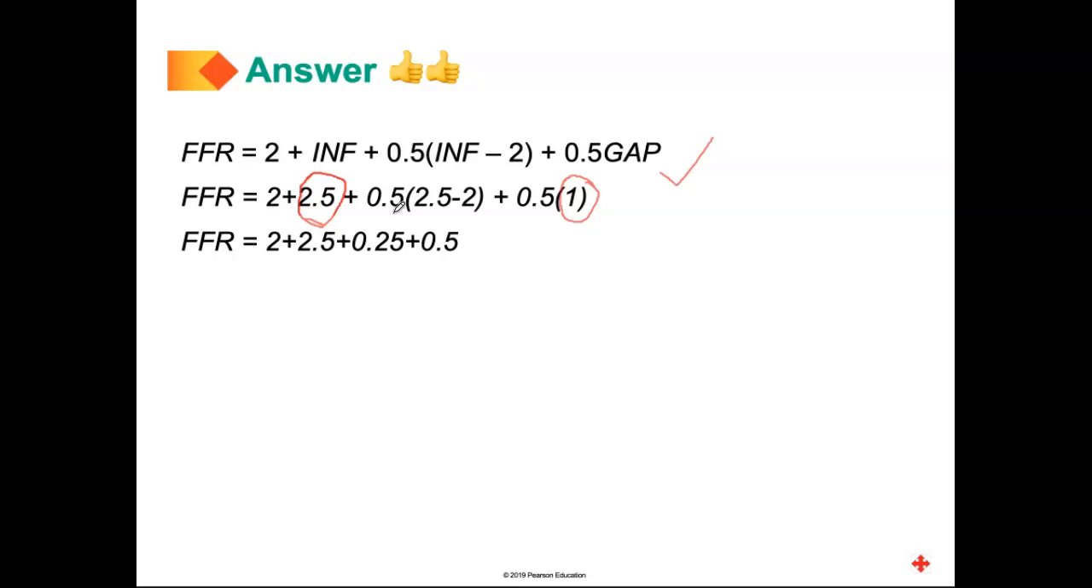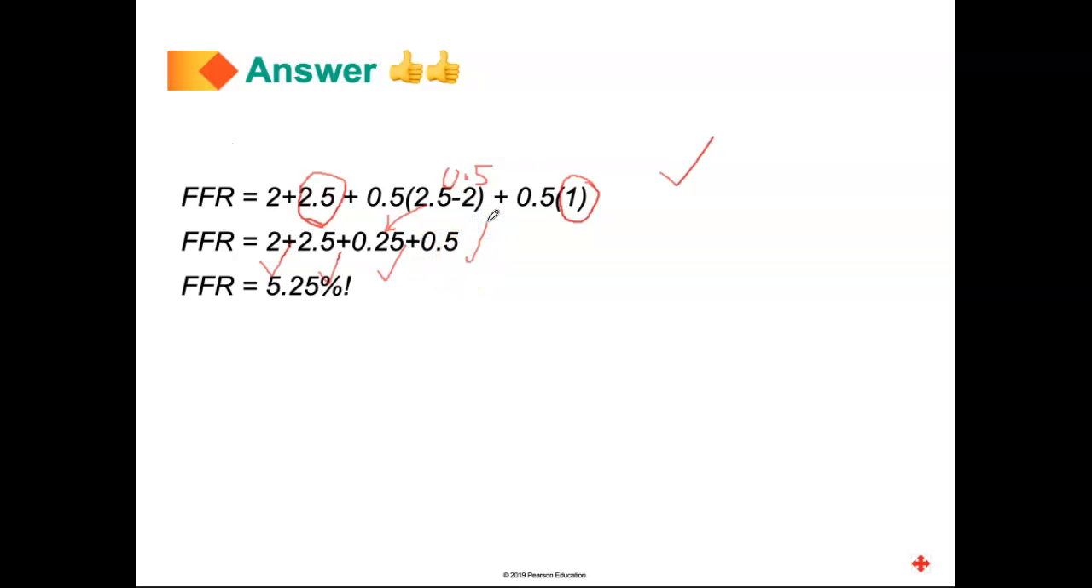If you simplify things, you have 2 plus 2.5 plus 0.25. How do we get 0.25? That is simply 2.5 minus 2, which is 0.5, times 0.5, giving 0.25, plus 0.5. Simplify this further and you get 5.25%. So the federal funds rate in this economy would be 5.25%.